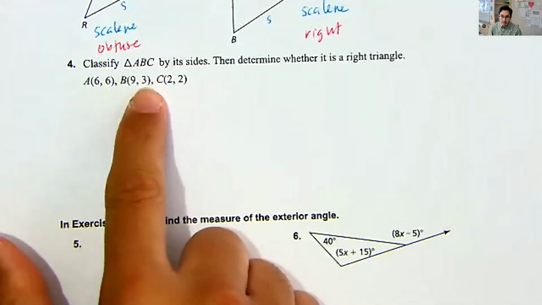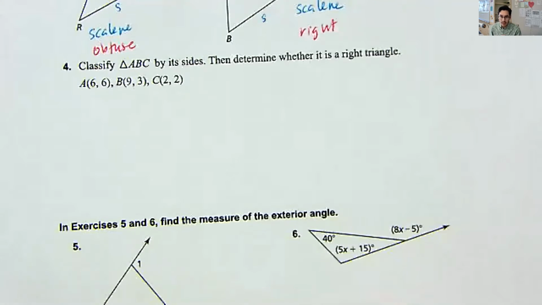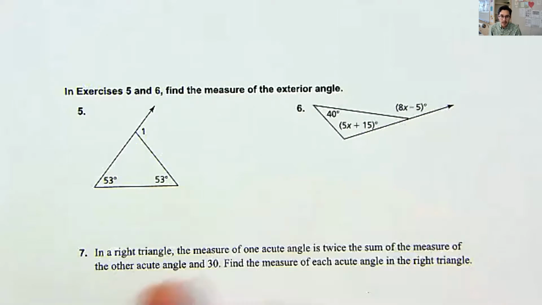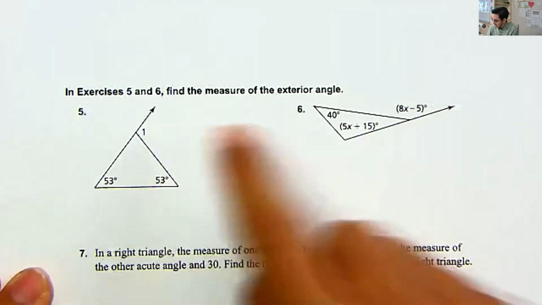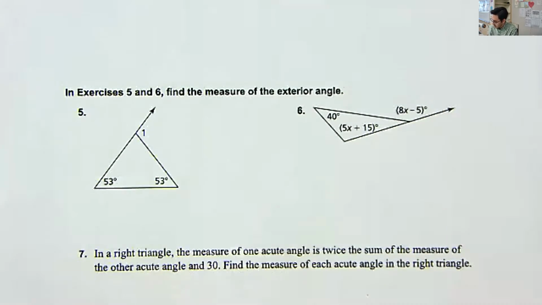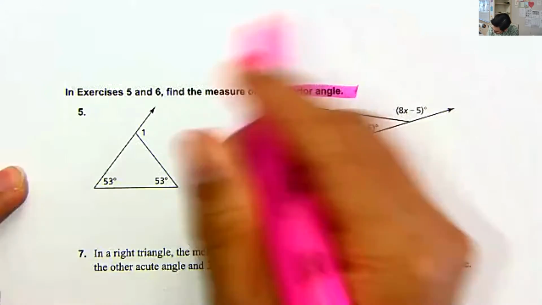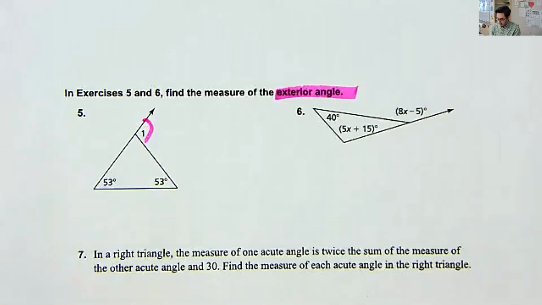Okay, so that was question number 4, and we just did that using GeoGebra. All right, number 5, let's find the measure of the exterior angle. So the exterior angle is that one right there.